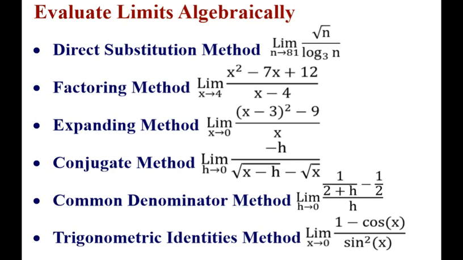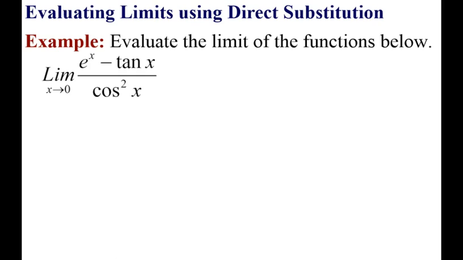One is direct substitution, the next is the factoring method, then the expanding method, the conjugate method, the common denominator method, and the trigonometric identities method. The first one we're going to look at is evaluating limits using direct substitution.